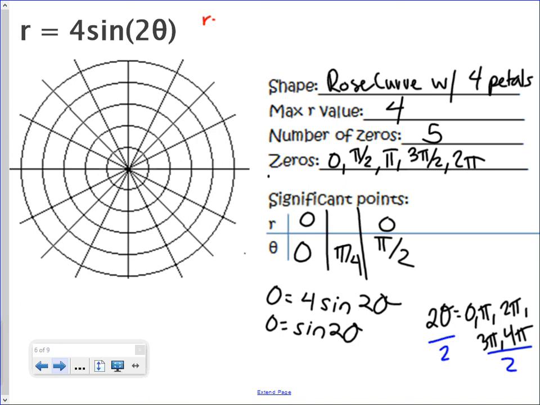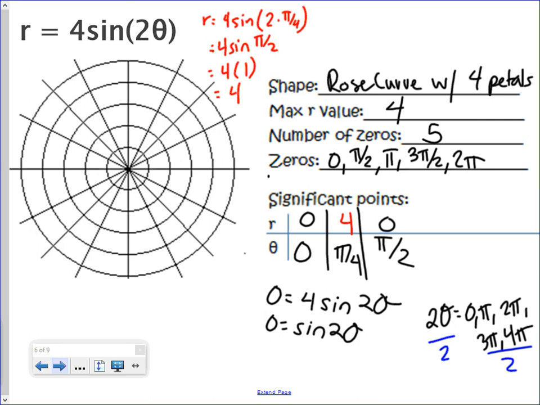So we would do r equals 4 times sine of 2 times pi over 4. That's 4 times sine of pi over 2. And what's sine of pi over 2? 1. So that's 4 times 1, which is 4. So I now know that at pi over 4, my r value is 4. It's that max r value of positive 4. So I actually should plot a petal at (4, pi over 4).